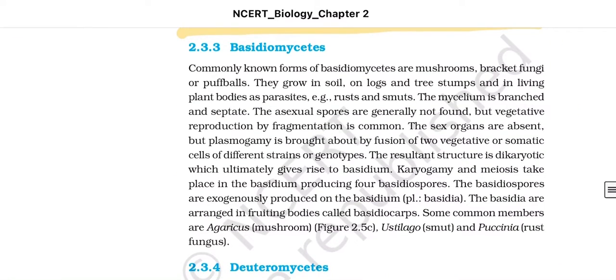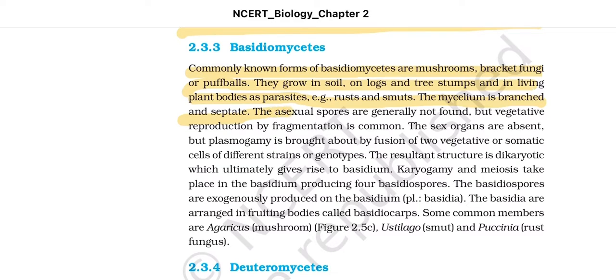Basidiomycetes. Commonly known forms of basidiomycetes are mushrooms, bracket fungi, or puffballs. They grow in soil, on logs and tree stumps, and in living plant bodies as parasites, for example rusts and smuts. The mycelium is branched and septate.